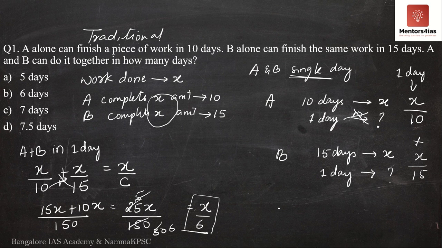So now coming back to the same thing. What is C? C is if both A and B are working together. So if both A and B are working together and in one day they can complete x by 6 amount of work, then how many days will they take to complete x amount of work? Now this is what the question is asking for, and this is what we are going to find out now. In one day, if they complete x by 6 amount of work, how many days will they take to complete the entire amount, that is x?